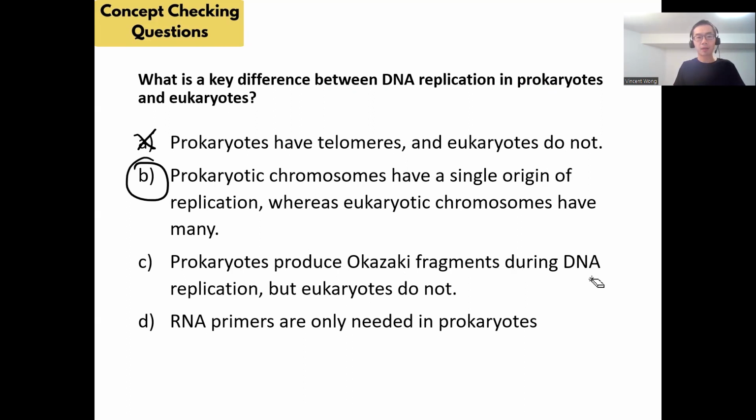Prokaryotes produce Okazaki fragments, but eukaryotes do not. We both do. And RNA primers are only needed in prokaryotes. That's not true, okay? Both of us need the primer because DNA polymerase 3 does not know how to start the process, right? So the answer is B.